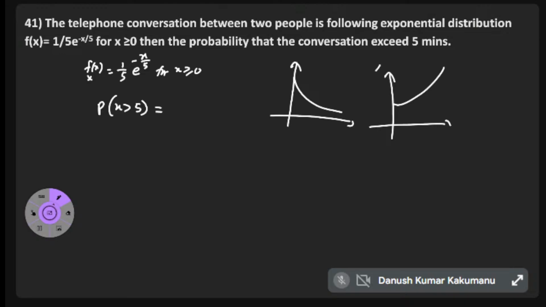Provided both, initiated calls and received calls, both must be in this graph. Both are best. Coming to P of x greater than 5.